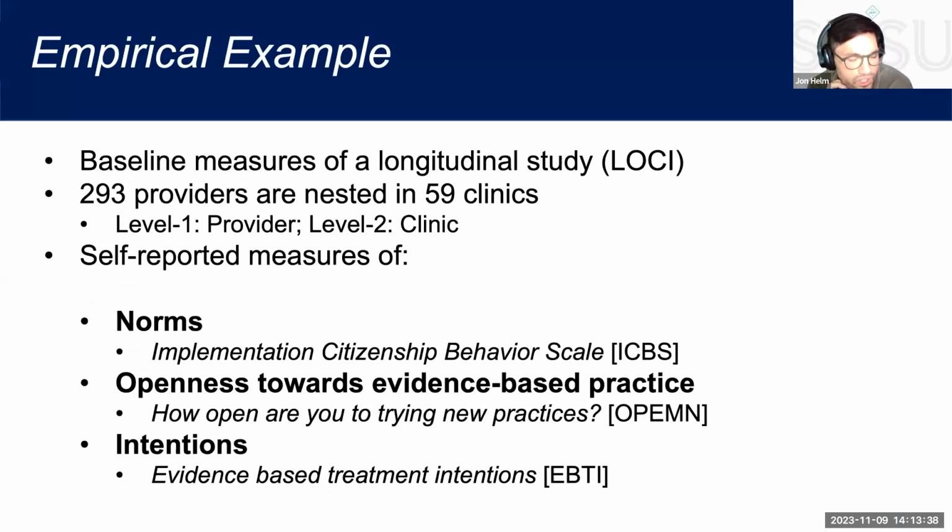There are 293 providers that are nested in 59 different clinics. So for our multi-level study, we're going to have a level 1, which is the provider level, and level 2 will be our clinic level. And we can talk about levels and what those are when we get to multi-level modeling. But for those of you that are familiar, that's the general structure of the data.